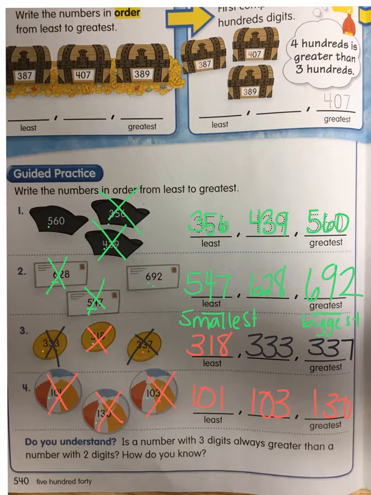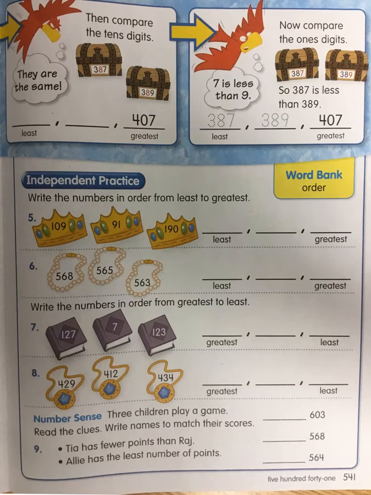This will be your practice on your own. All right. Numbers 5 and 6. You are still writing the numbers least to greatest, so smallest to biggest. And then numbers 7 and 8. Look, there's extra directions, so I need to read those.